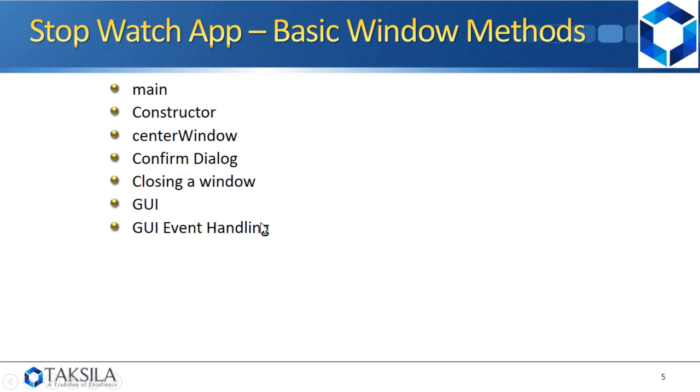You already have seen these things, but this time I just want to make sure that we will cover it once again, and after this every time we will just refer to these things and then move on to the core functionality of the application. So at this point of time, let's revisit this main, constructor, center window, confirm dialog, and closing a window, and then let us just understand this.